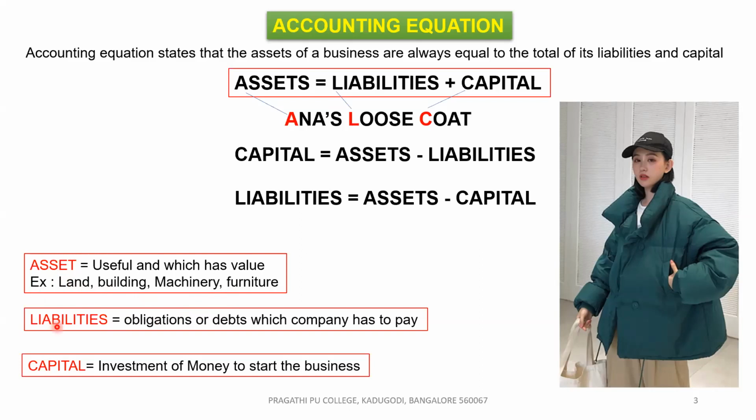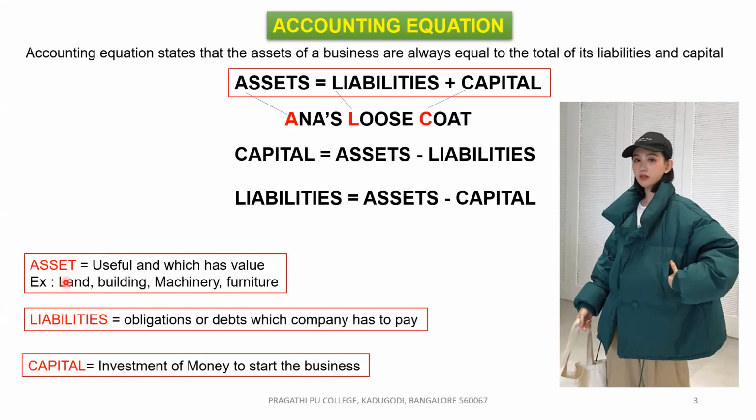So what are liabilities? They are obligations or debts which the company has to pay someone. That means the company has taken a loan from the bank, and the company has to give that amount back to the bank after some time. It may be monthly or it may be yearly. That means it becomes a liability. What is capital? Capital is the investment of money to start the business. So capital is equal to investment.